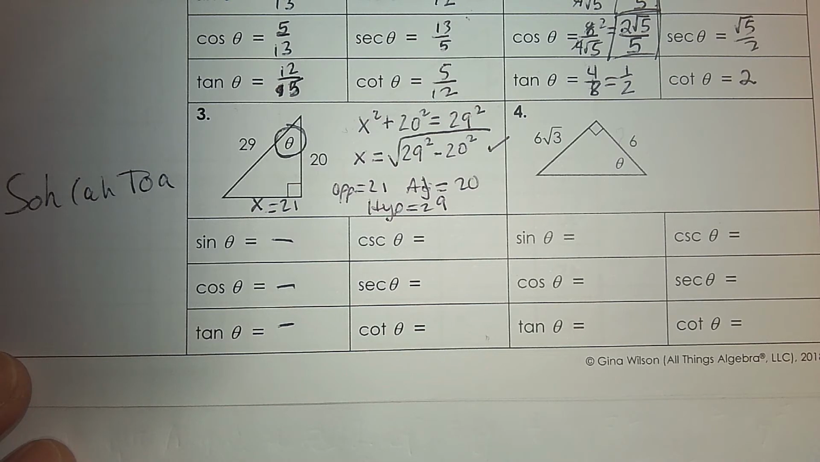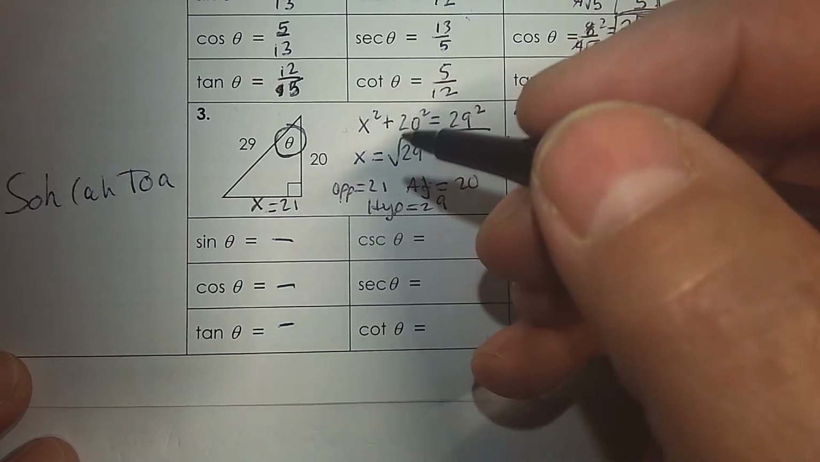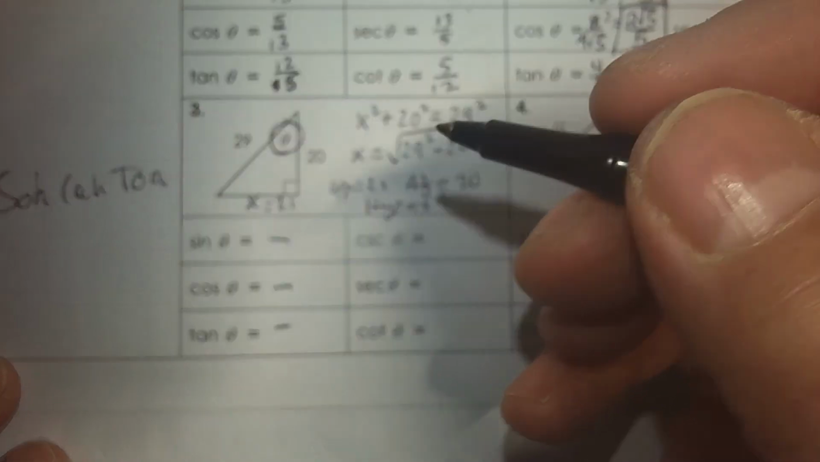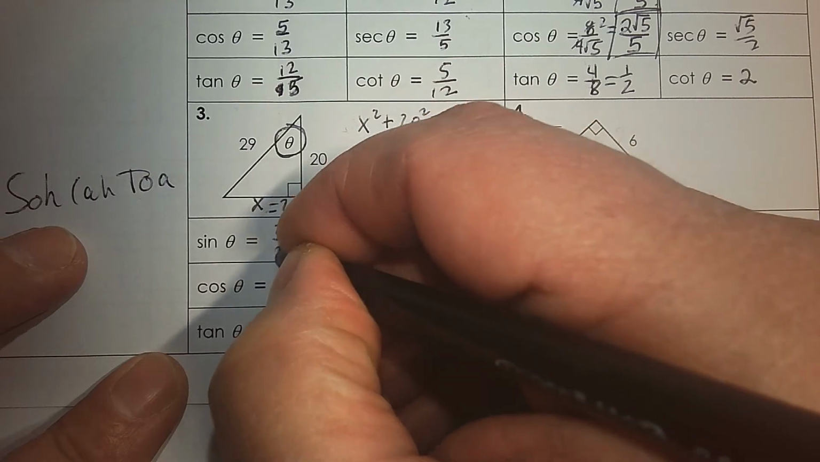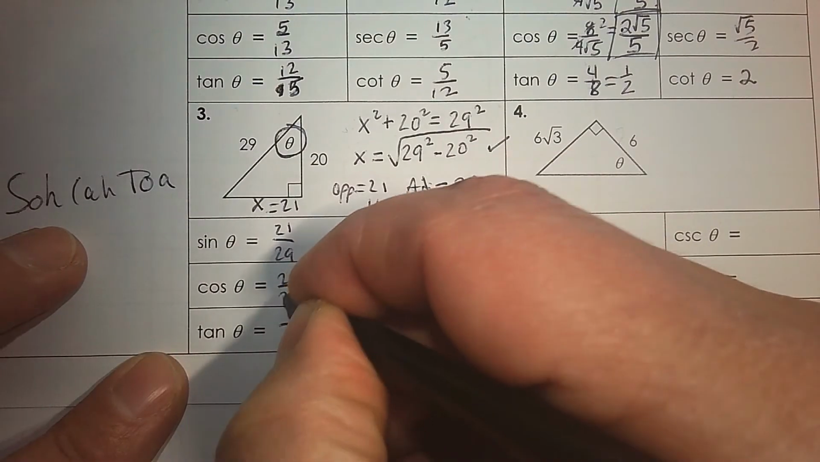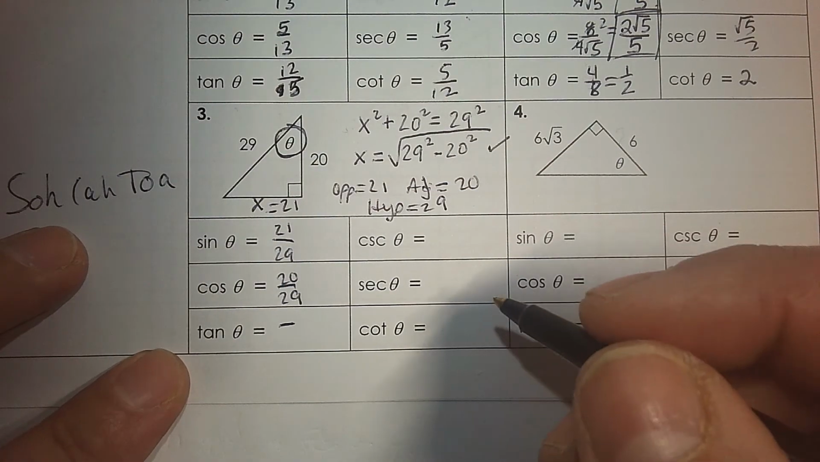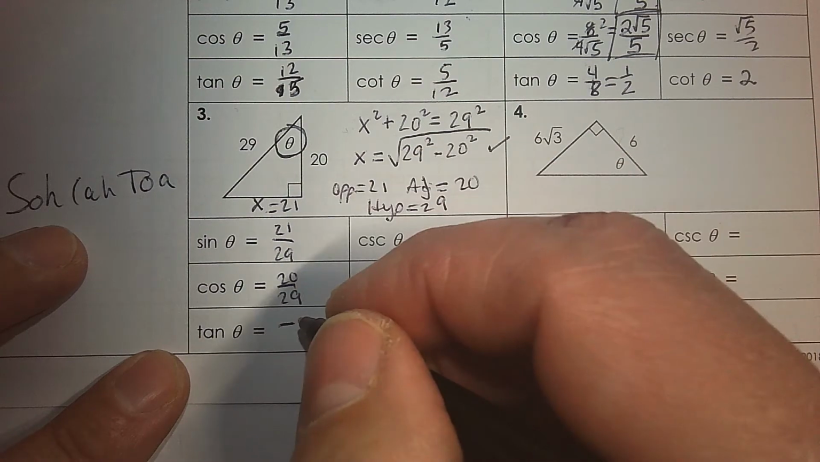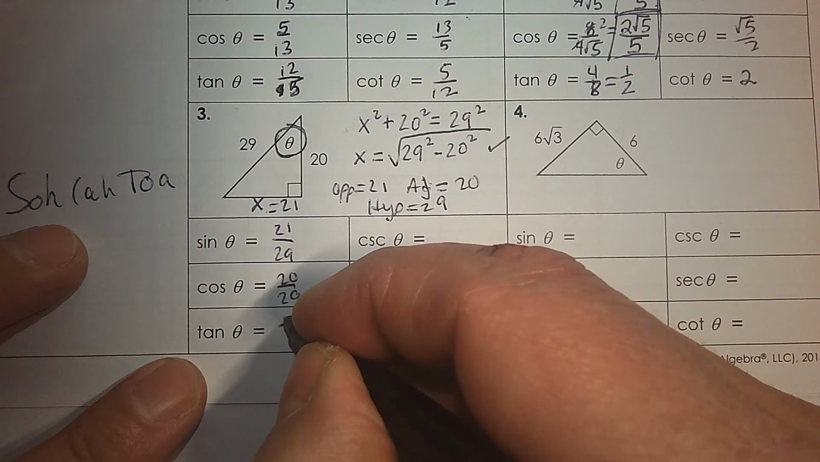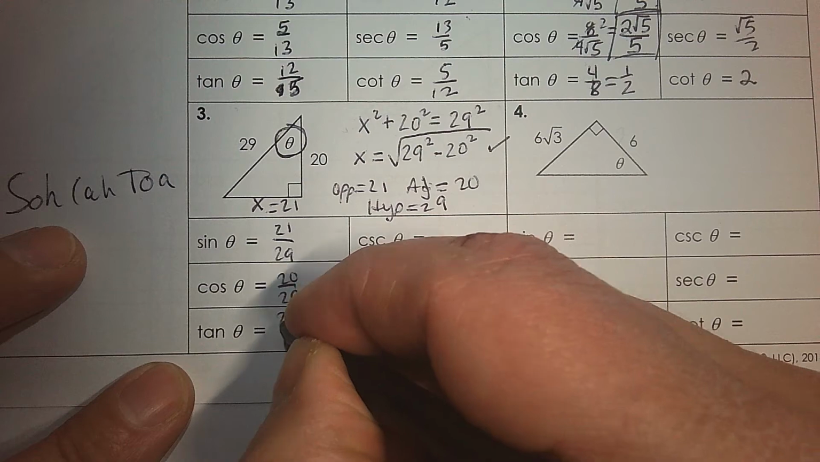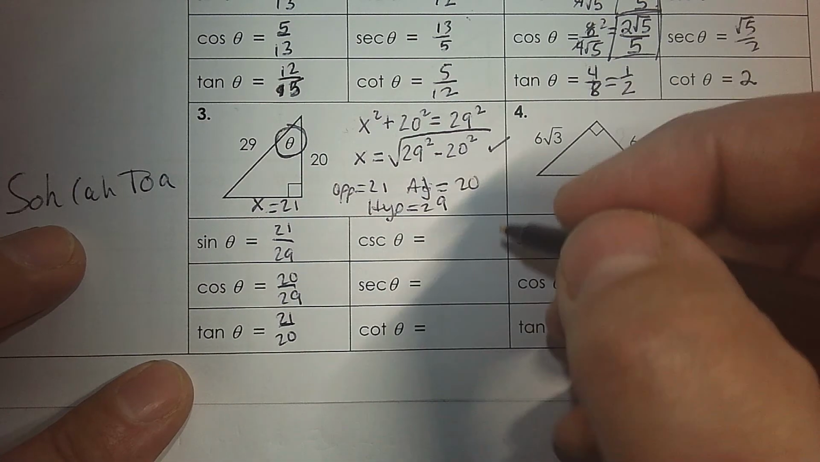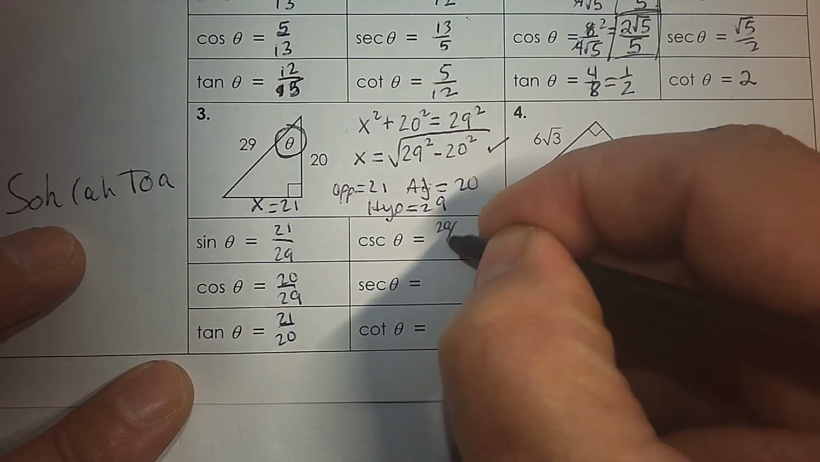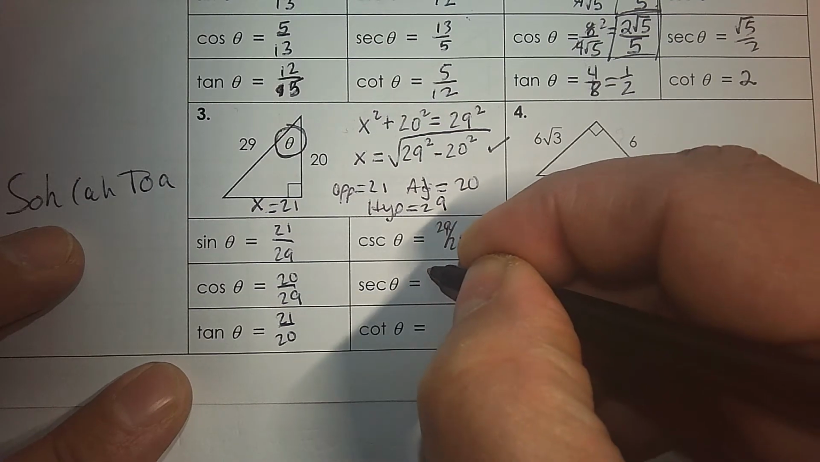Here we go. Sine is opposite. So it's 21 over 29. Cosine's adjacent, so it's 20 over 29. There's nothing that can be reduced down here. Tangent is opposite over adjacent, which is 21 over 20. And then it's just the reciprocals, right? So just write down the reciprocals.